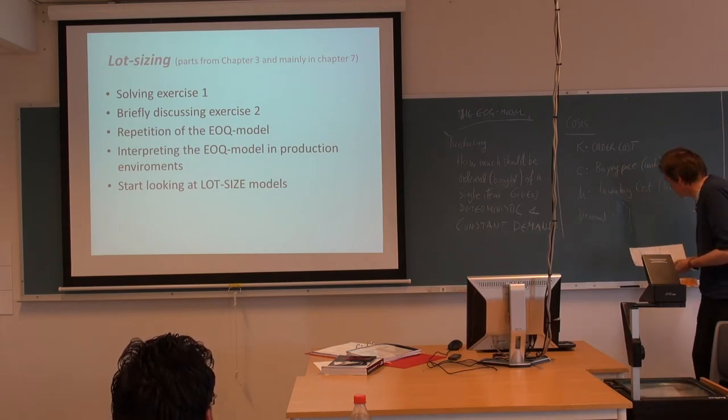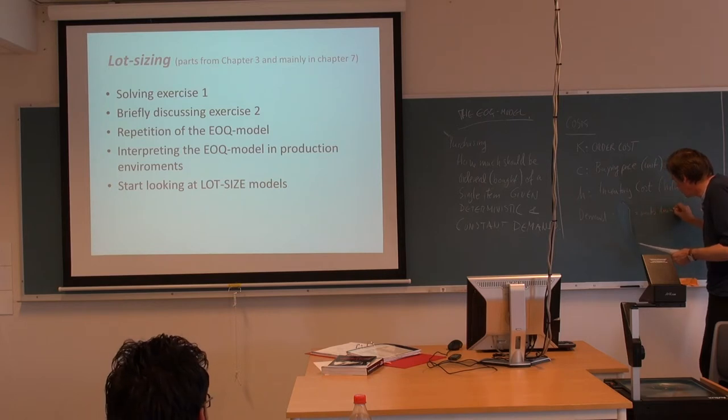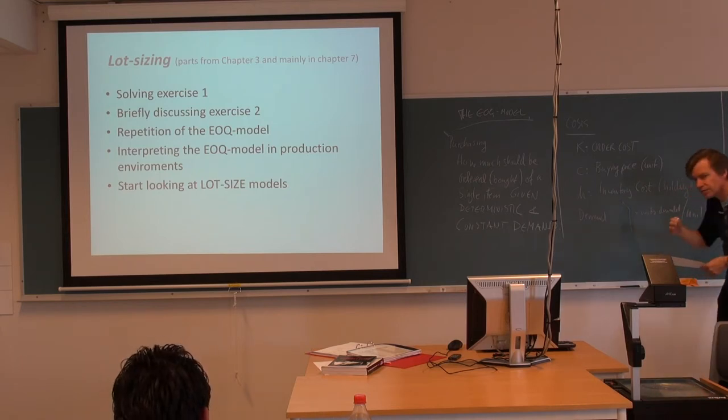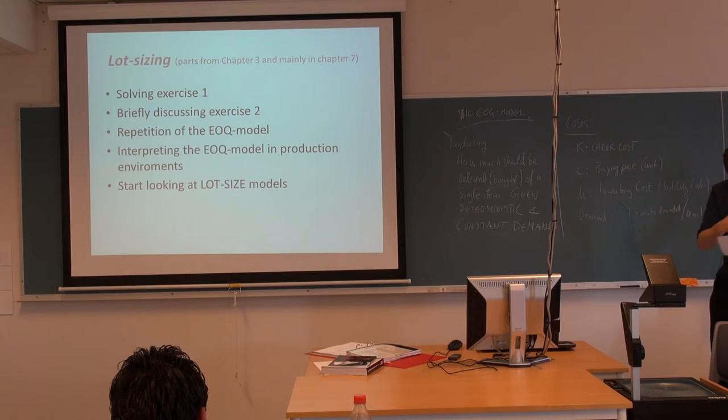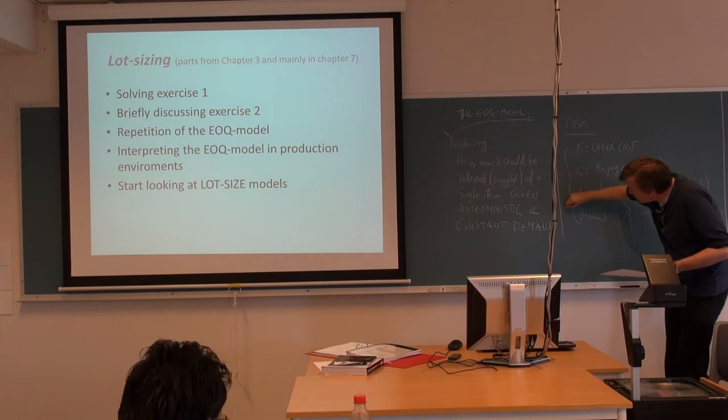Something like that. Okay. So this is the units demanded per some kind of unit time. Okay, so we can think of this as a kind of demand intensity. How much per year, per month. The time structure here will change depending on what situation we look at. So these are constants.